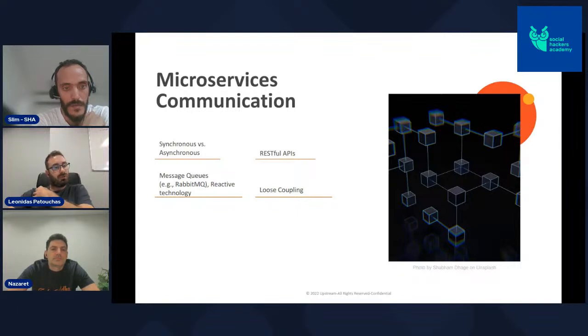Synchronous communication is usually achieved with RESTful HTTP APIs, which is the simplest way, and I'm sure that everyone is familiar with. And asynchronous communication, which is a bit more complex, is usually implemented with message queues, such as RabbitMQ and Kafka, or some reactive technologies like reactive streams and RSockets. In general, we focus on making all communication as loosely coupled as possible in order to achieve in the microservice setup this independence that we talked about before.